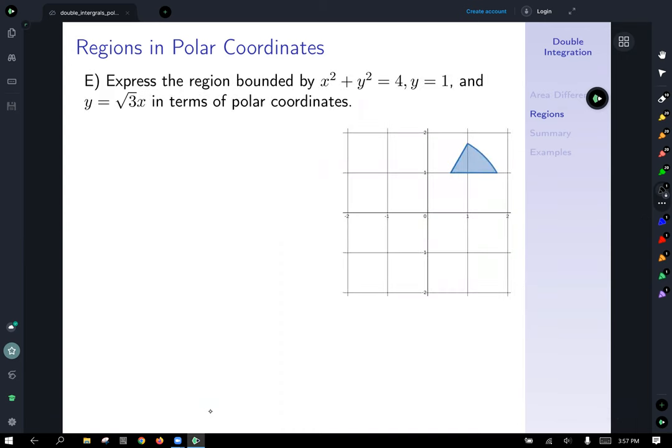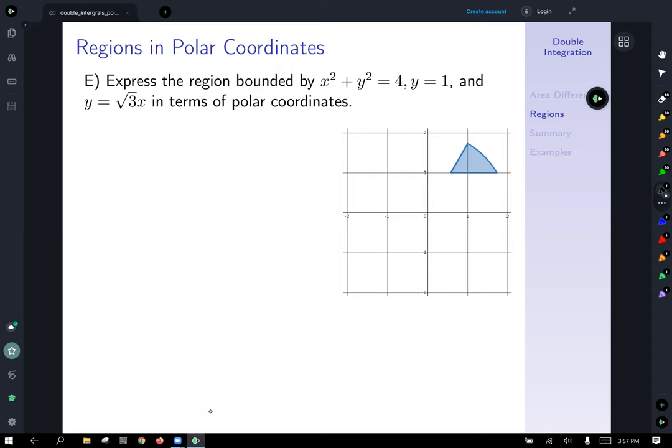Okay, let's look at something that is not so clean, but still possible. Express the region bounded by x squared plus y squared equals 4, y equals 1, and y equals root 3 times x in polar coordinates. Now, the rest of the examples we've looked at have been very circular-ish and lend themselves really well to working with polar coordinates, but sometimes we may run into cases that aren't perfectly circular where we have to do this, and we can still convert these things.